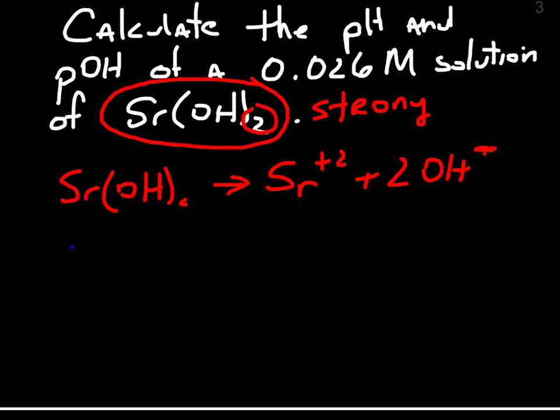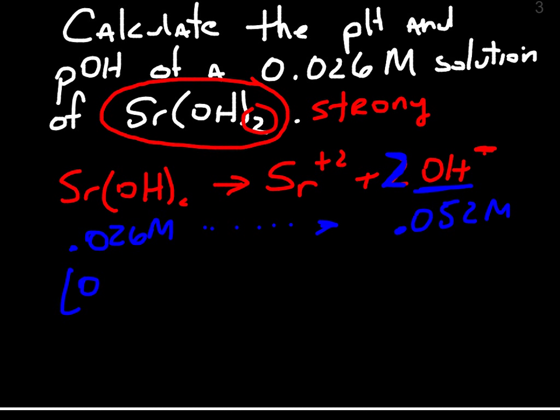So, if I have 0.026 molar of this, according to the mole ratio, that 2 right there says I'll have twice as much. So 0.026 times 2 is going to be 0.052 molar of the hydroxide ion concentration. So you have to be careful because it's a base that I'm talking about. So the OH minus concentration is going to be 0.052 molar.